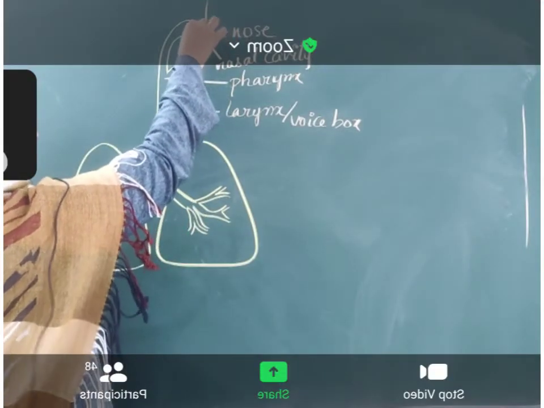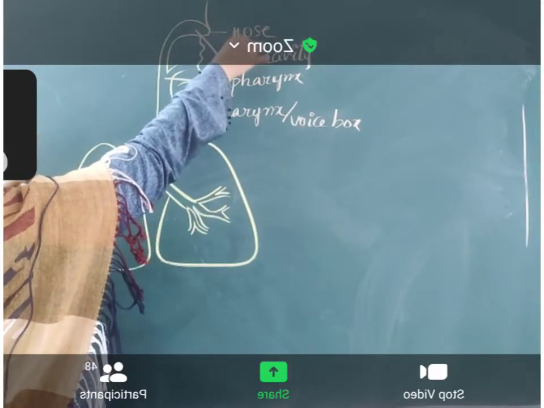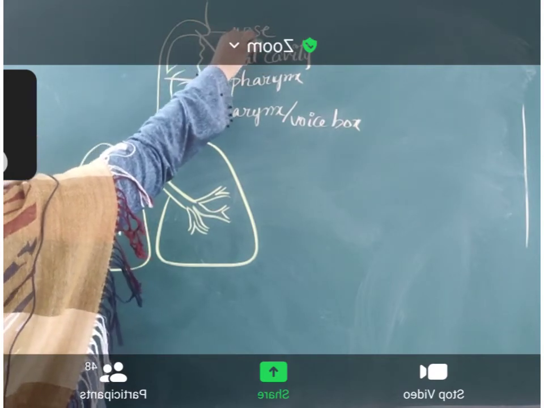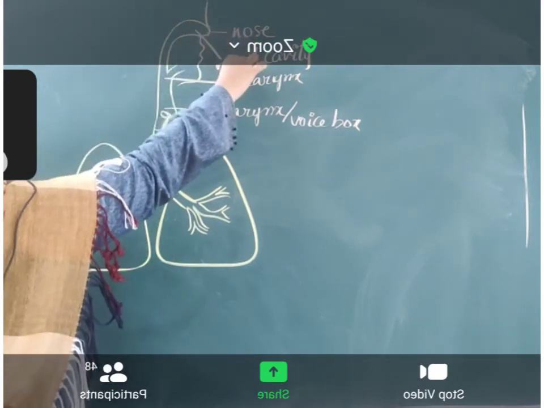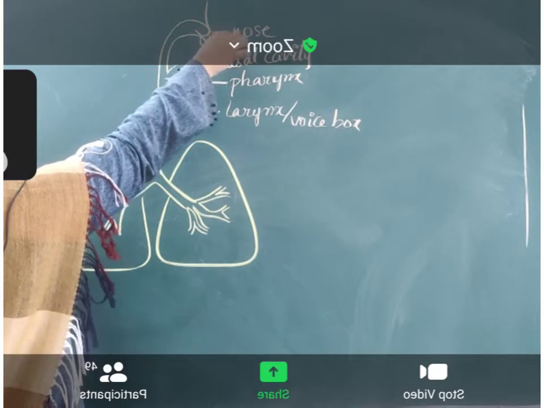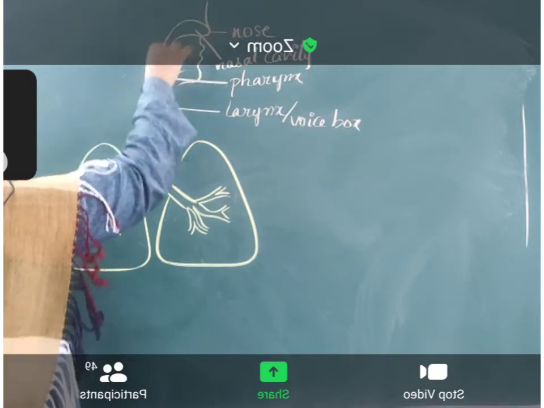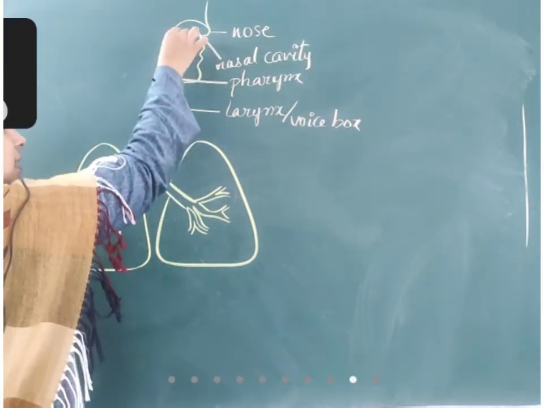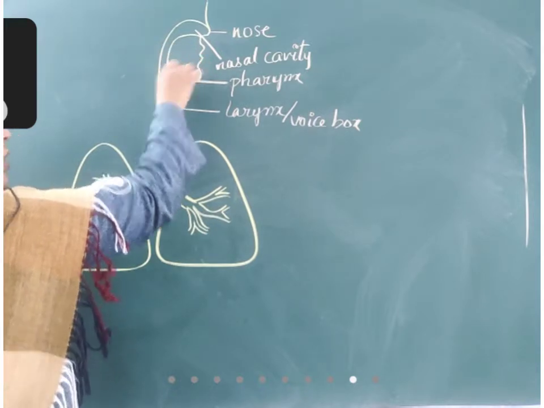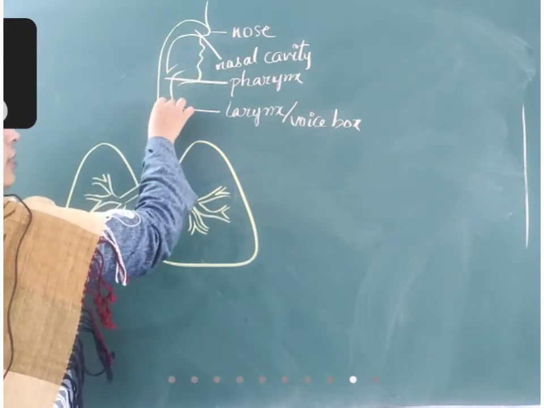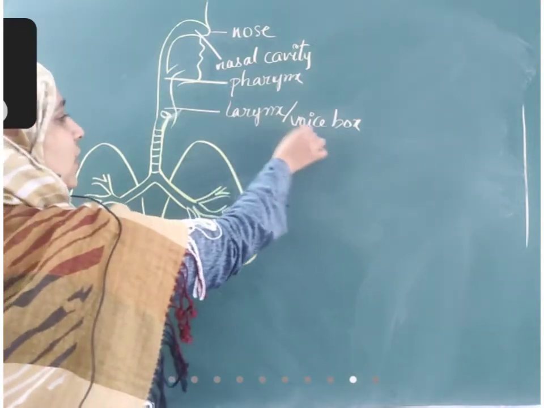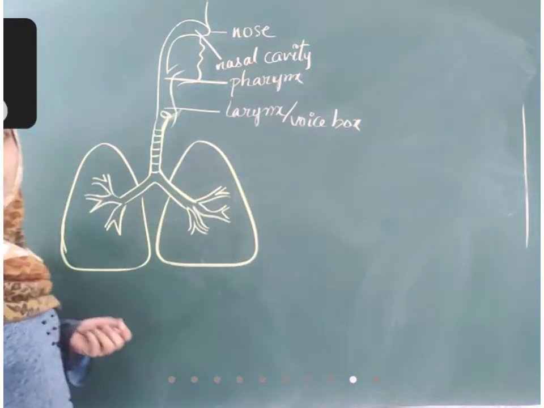Nose, nasal cavity. The external openings which help us to breathe are the nose, and after that comes the nasal cavity. The nose opens into a cavity called the nasal cavity, and the common passage between this nasal cavity and oral cavity is the pharynx. After that, it is the larynx or voice box.